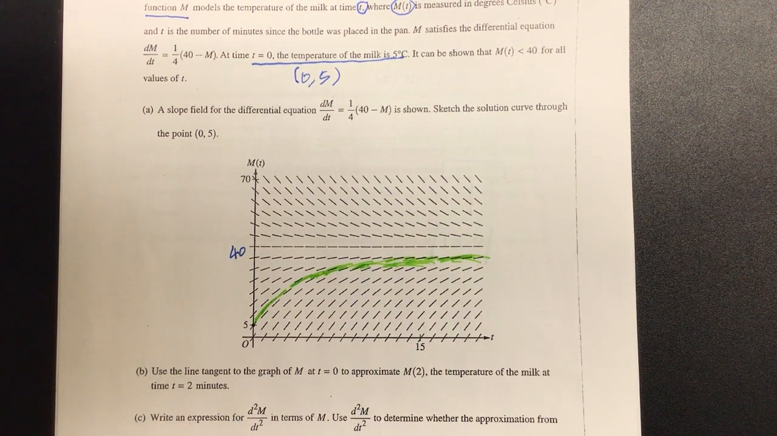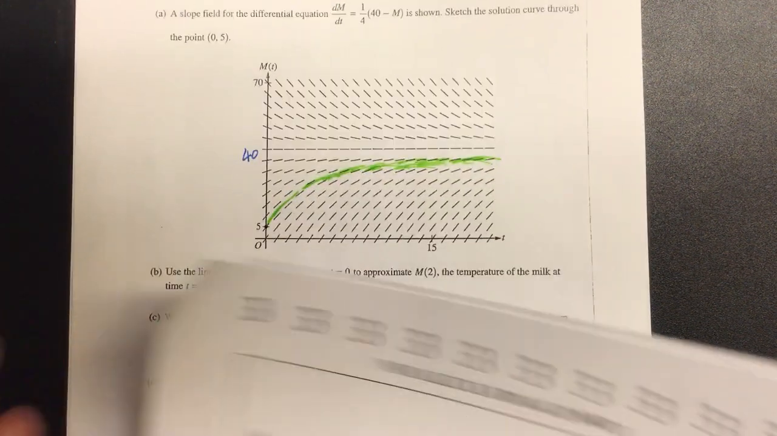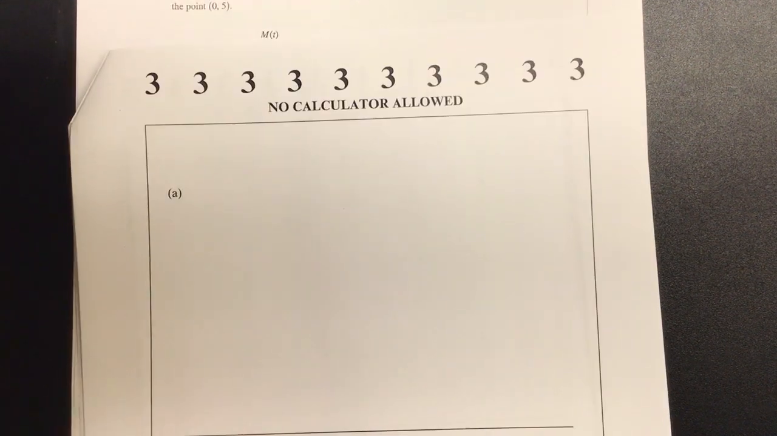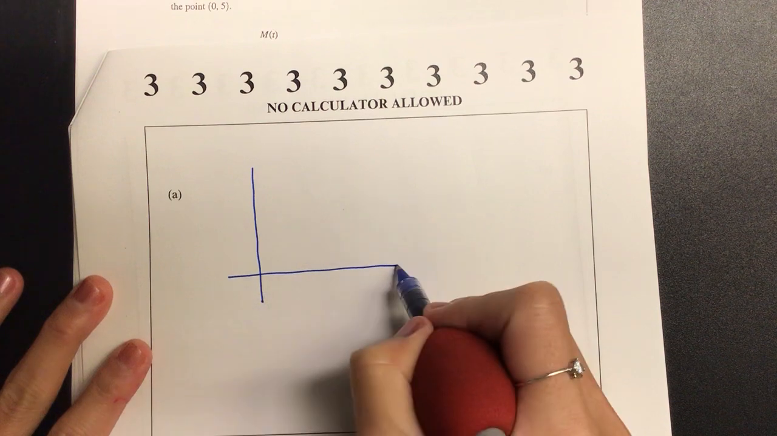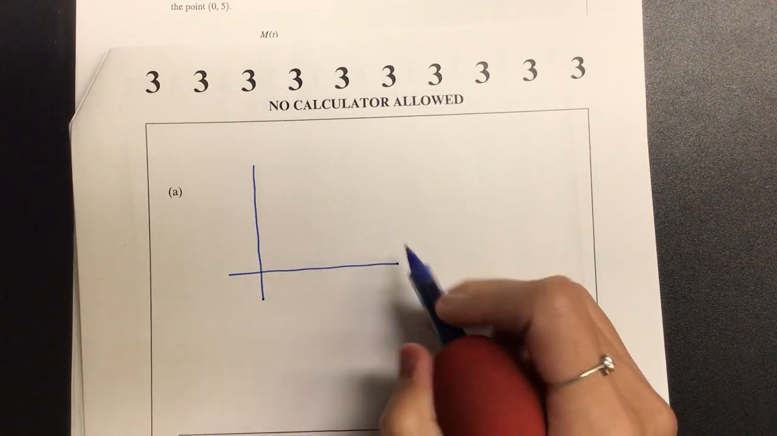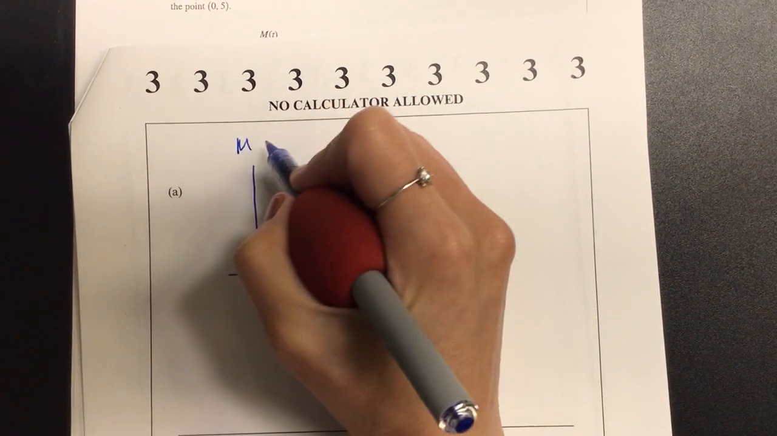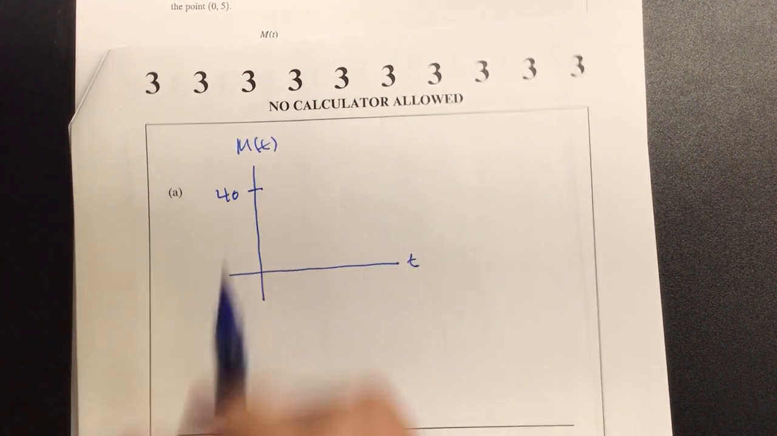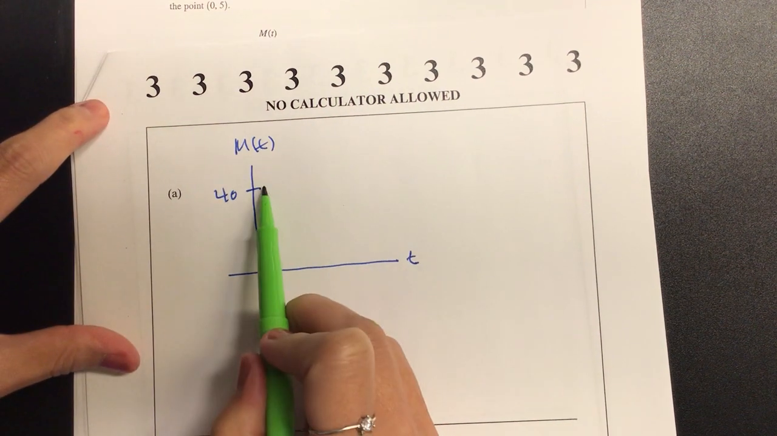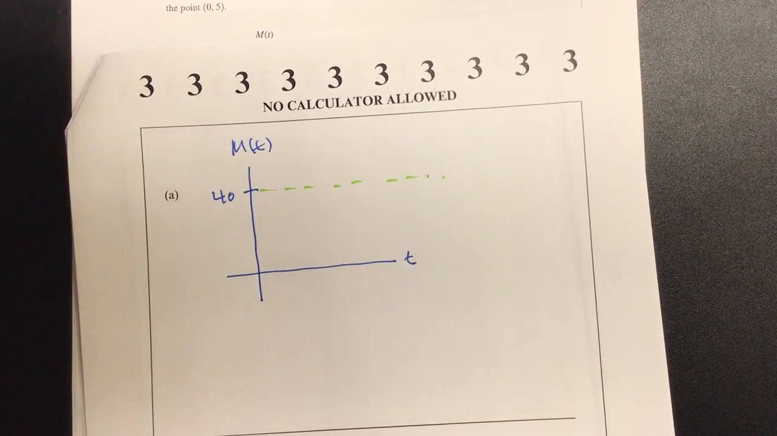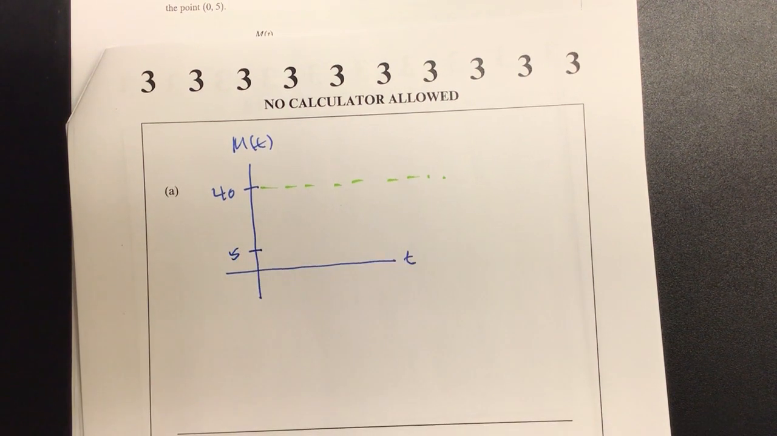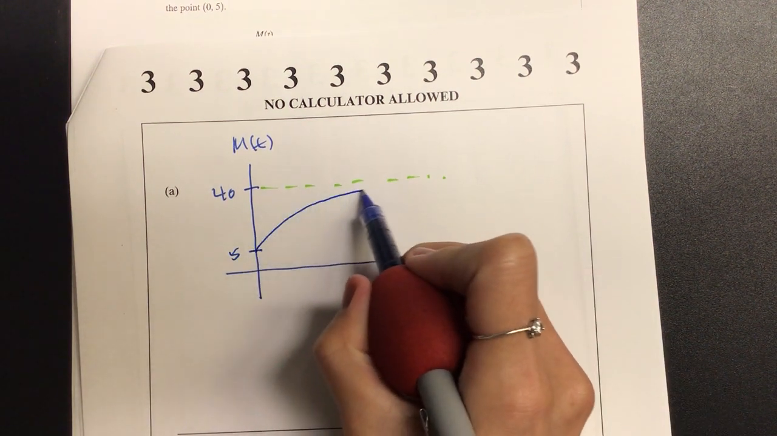Let's actually sketch this and see what the AP test wants. So when I sketch this, part A is basically, here's our vertical and horizontal, and you want to always label them. Here's my t, here's my m of t. And then I have my horizontal asymptote at 40. I'm going to write a dotted line over here to show that I'm not going to touch it, but almost close to, starting at 5. And the graph looks something like this.